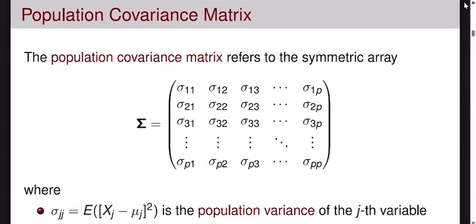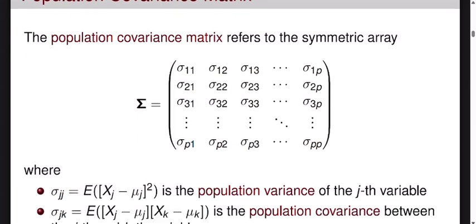The diagonal is going to be variances, like sigma 11 will be the variance of variable x1. Sigma 22 will be the variance of variable x2. So the diagonal element will be the variance of each variable, which I call the variation within. The off-diagonal will be covariances, the covariation, which is variation between.